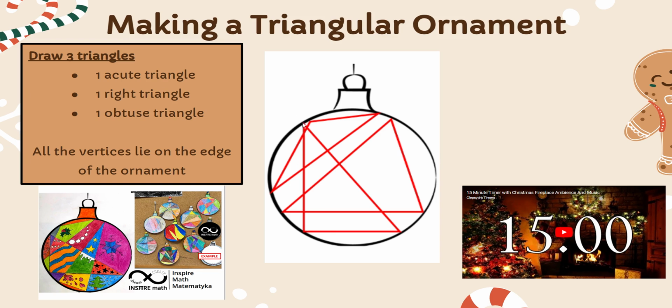And so, for example, here is the acute triangle. Here is the right triangle. And here is the obtuse triangle. And the directions say that we want all vertices to lie on the edge of the ornament. So as you can see, all of the points of the triangle actually touch the edges of the ornament. And that's what we want. We want all of the edges of the ornament to be touched by a vertex of a triangle.